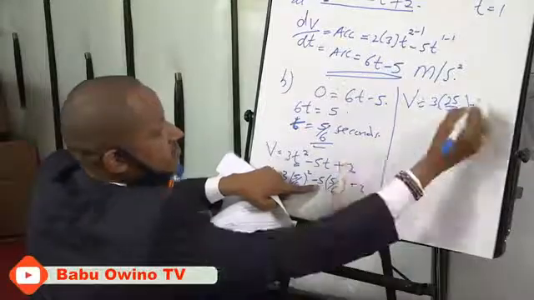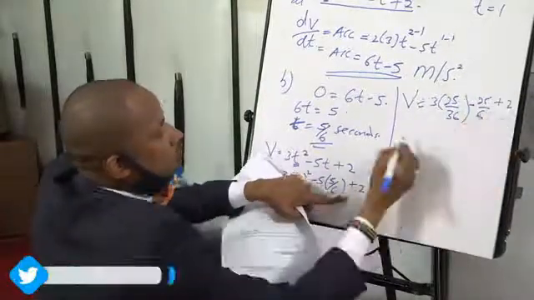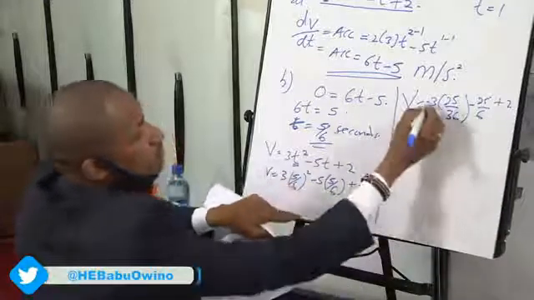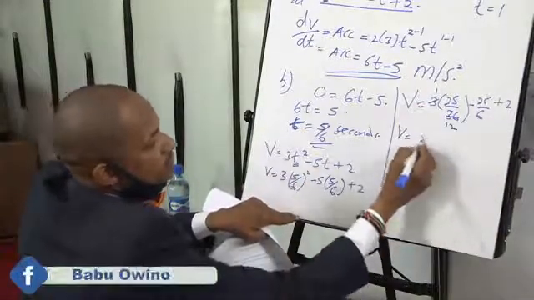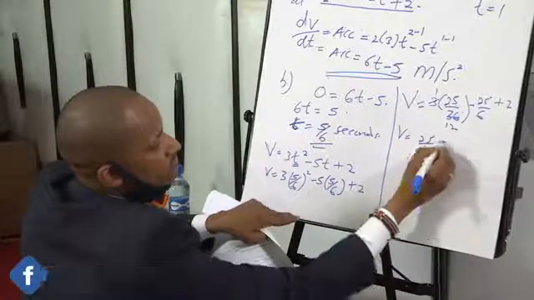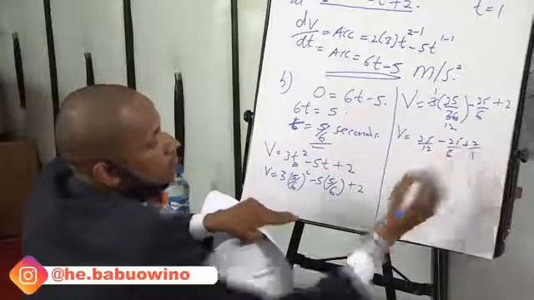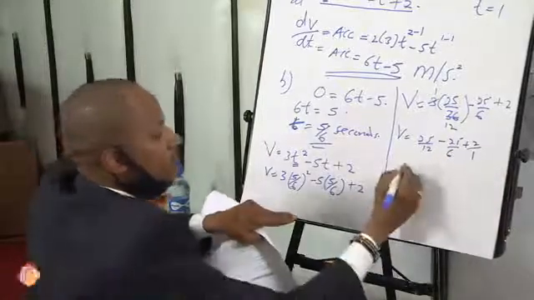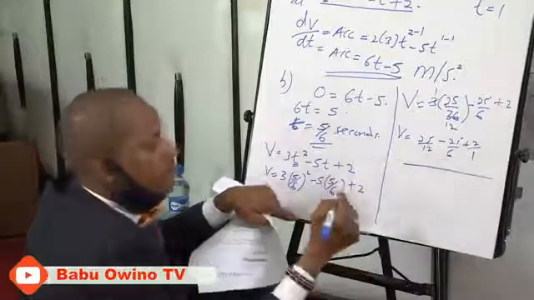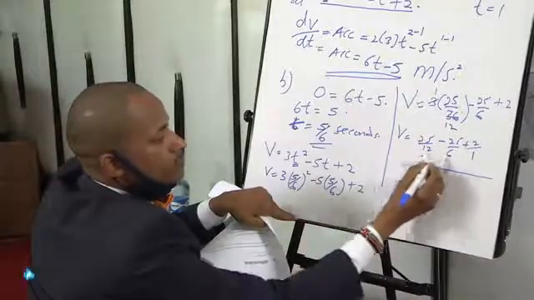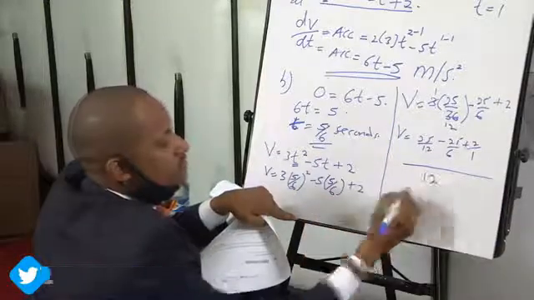5 times 5 is 25 over 6 plus 2. So velocity is equal to, 3 goes here once, 3 goes here 12 times. So we have 25 over 12 minus 25 over 6 plus 2 over 1. You can either use a calculator to solve this or get the LCM of 12, 6, and 1, the least common multiple, which is 12.